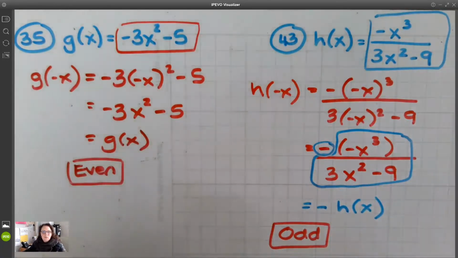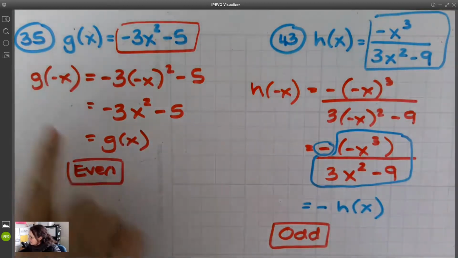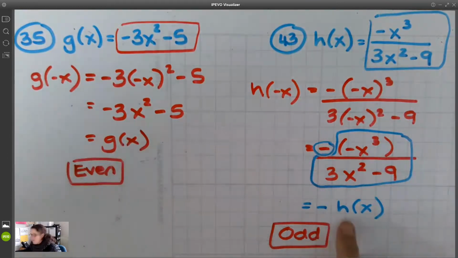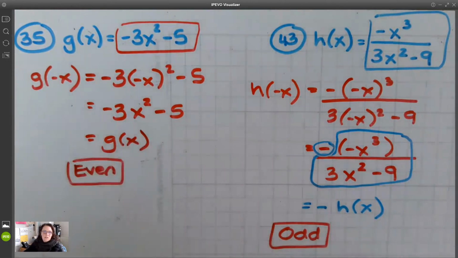There's another option, which is neither. So if you do something like this and you realize that it doesn't equal g of x, it doesn't equal the negative of the original function, then that means it's neither of them. There are many functions that are neither even nor odd if neither of these two things are true.